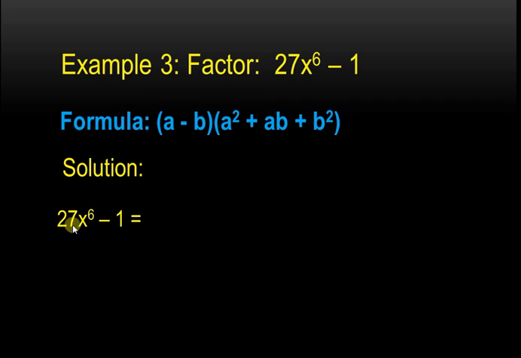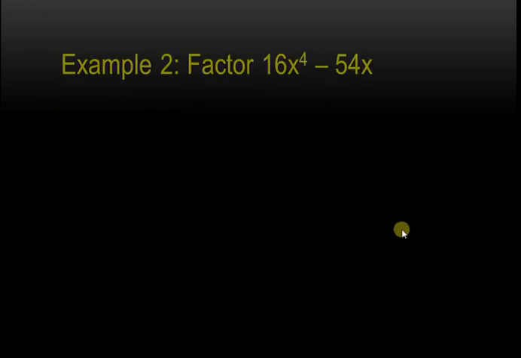So get the cube root of 27x to the 6th. Remember, for the x, we just divide this by 3. So the answer is 3x squared minus the cube root of 1, which is 1. For the second group, square the first term. Then we put the plus, just like in the formula. And then multiply 3x squared and 1. And square the last term. That is 1. Okay?